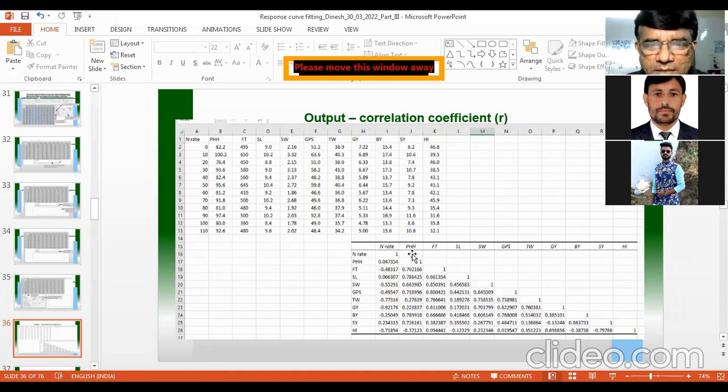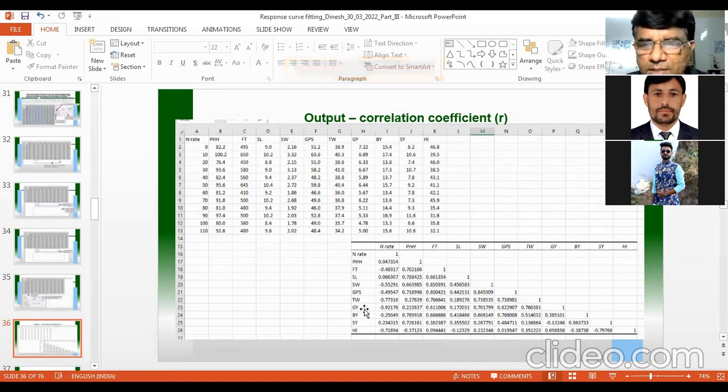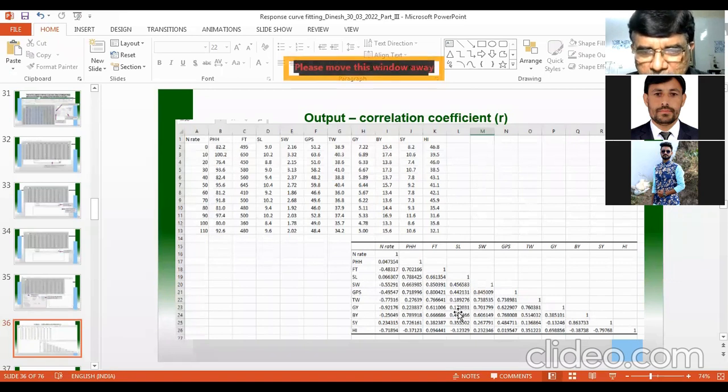But if you want to see the correlation coefficient between plant height and fertile tiller, suppose fertile tiller. So plant height, go down, and fertile tiller. So this is the correlation coefficient for these 2 variables. Suppose you want grain yield with spike length. SL is your spike length. So SL, you go down and grain yield is somewhere here. So this 0.172 is the correlation coefficient between these 2 variables.